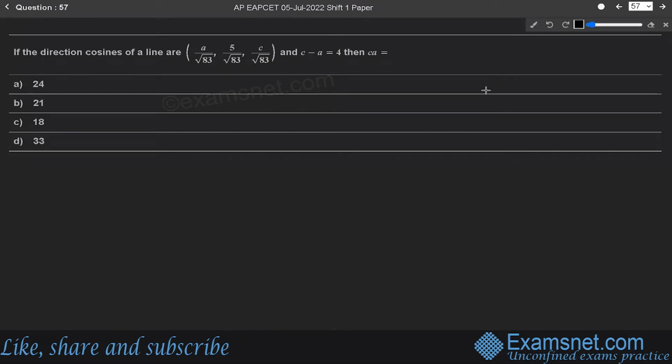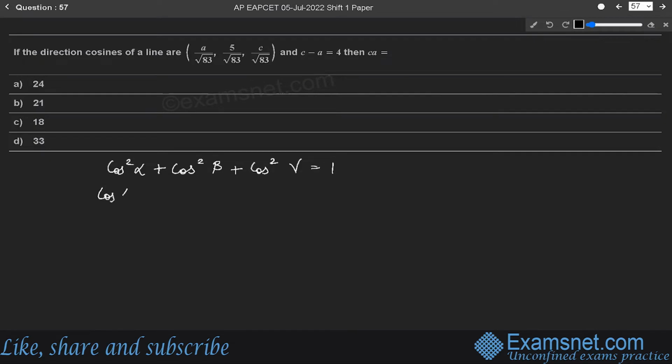Next question is, if the direction cosines of a line are a upon square root 83, 5 upon square root 83 and c upon square root 83, and c minus a is equal to 4, then ca is equal to. We know that for direction cosines, there is an equation which is cos square alpha plus cos square beta plus cos square gamma is equal to 1.